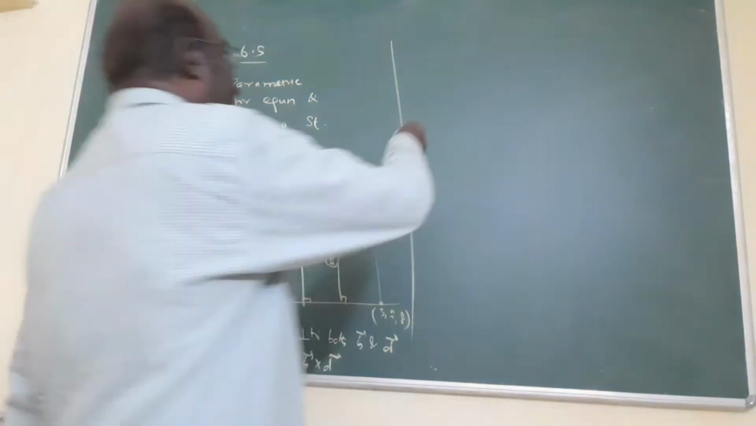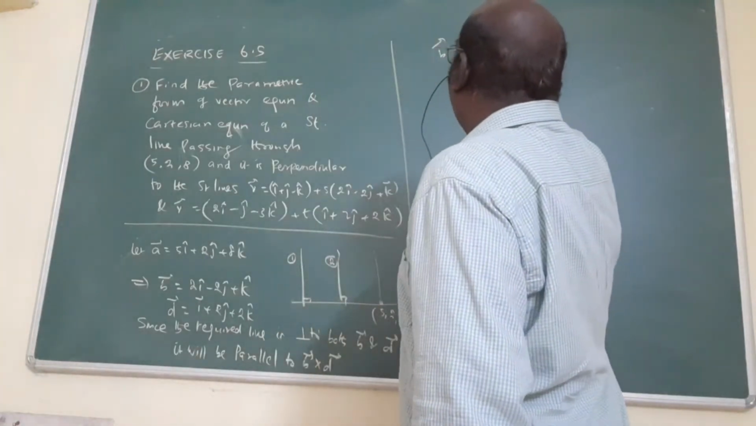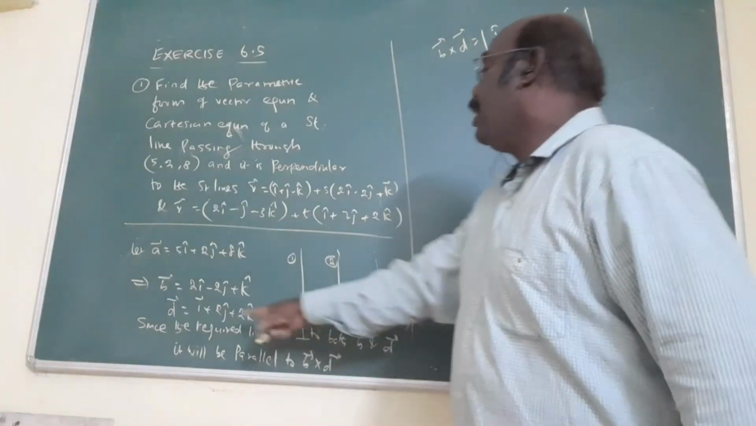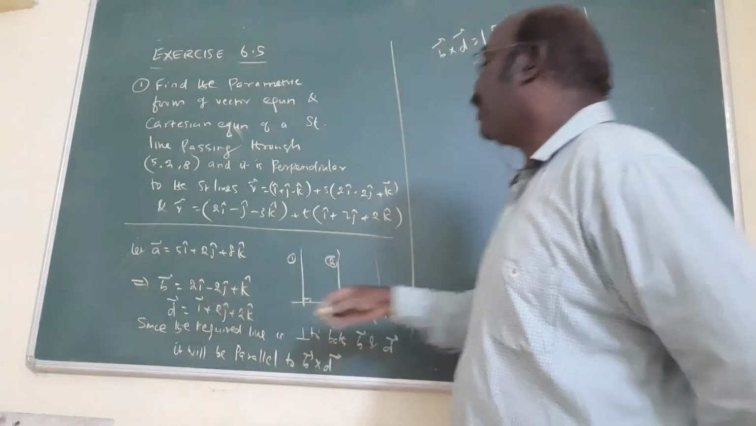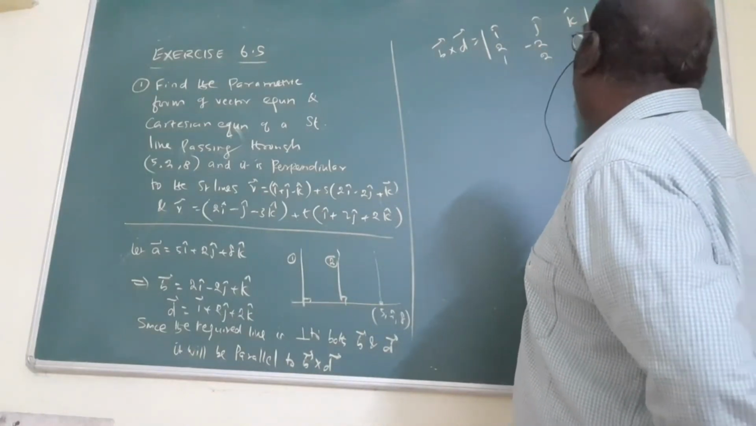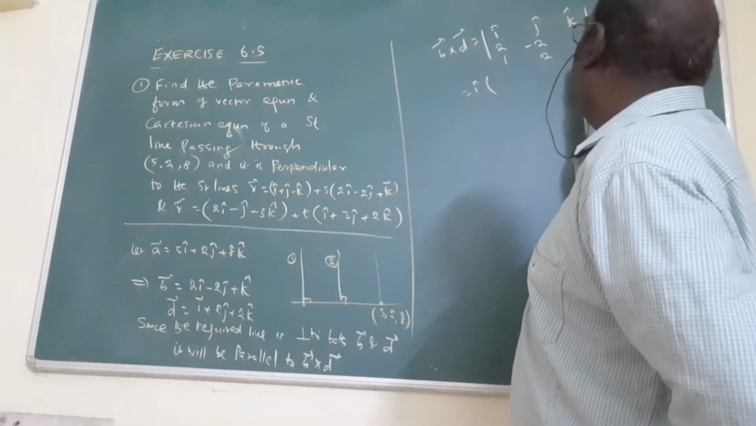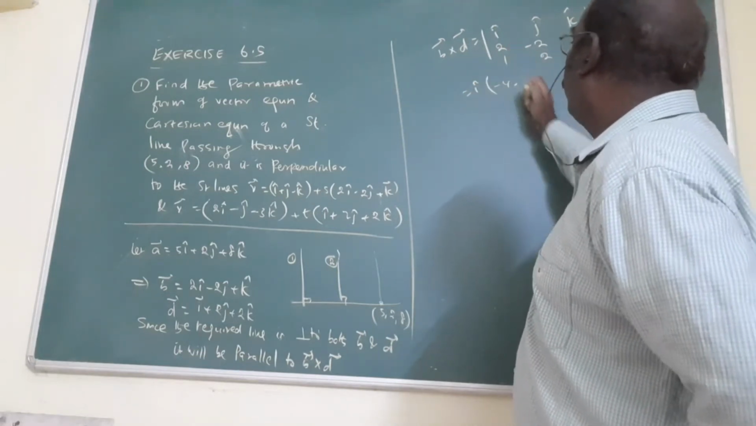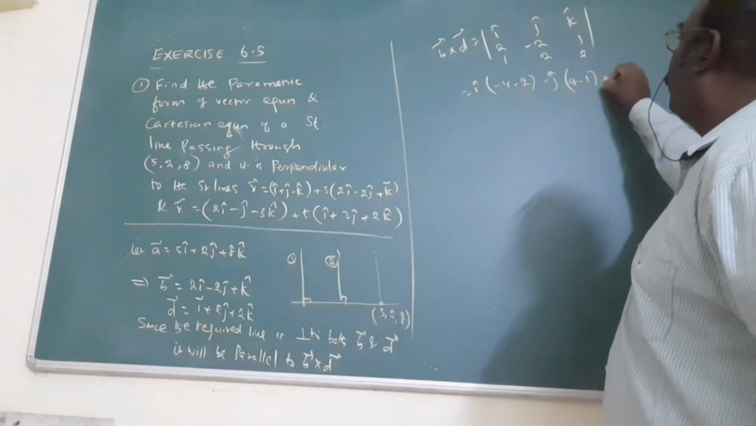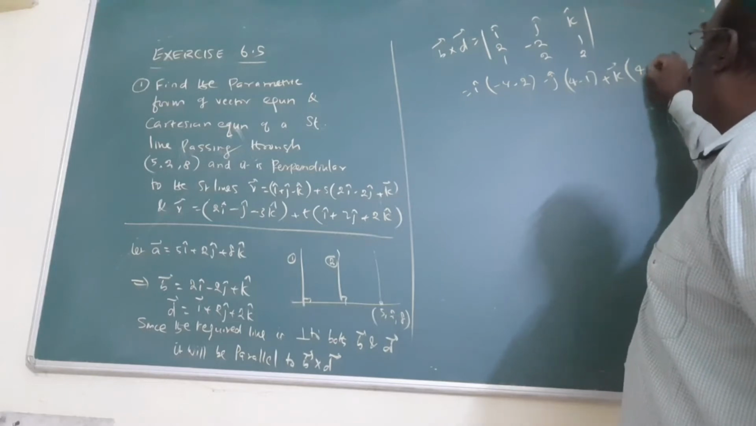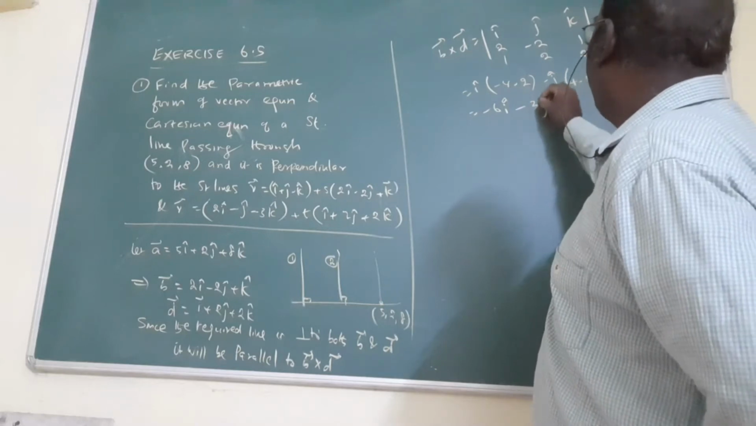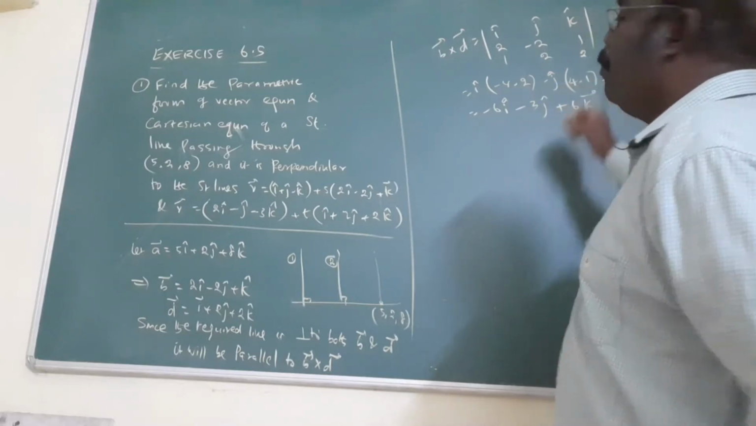Now to find B cross D, we set up the determinant with I cap, J cap, K cap. The components of B vector are 2, minus 2, 1, and then 1, 2, 2. Now next one: I cap with minus 4, minus 2. Minus J cap with 4, minus 1. K cap with 4 plus 2. Am I correct? Now minus 6I, minus 3J, plus 6K. This is B cross D.